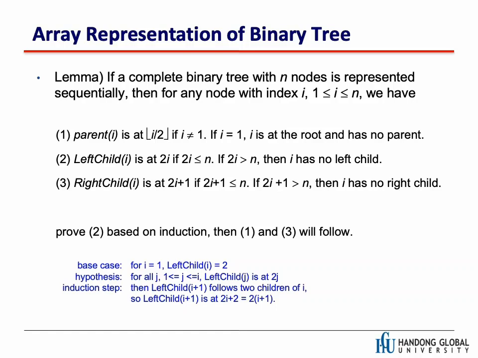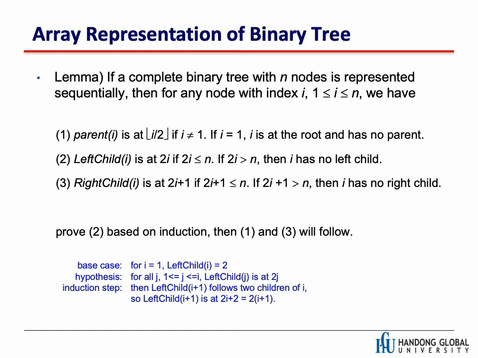The proof is quite simple. If we prove the second one, then based on induction, the first one and the third one will follow. It's kind of straightforward. Let's prove the second one. We have to start with the base case: for i is 1, we are talking about the root node, and the left child should be at 2. So the root node is at 1 and the left child should be at 2.